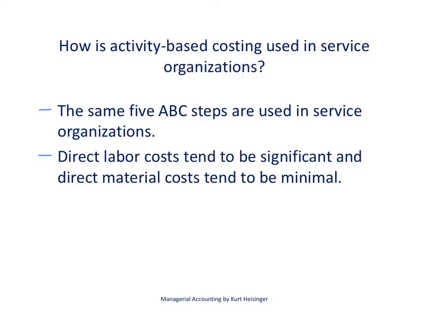So essentially, looking at the first bullet point here, the same 5 activity-based costing steps are used in service organizations. So I'll do this briefly. I'll just list the 5 verbally. The first step was to identify costly activities. The second step was to assign overhead costs to the activities that were identified in step 1. Third, we identify the cost driver for each activity. Fourth, calculate a predetermined overhead rate for each activity. And fifth, allocate overhead costs to products.